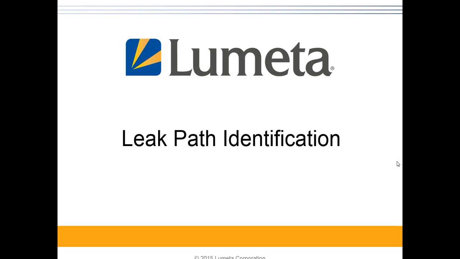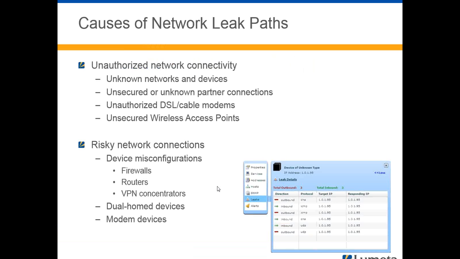Today in this short presentation video, I'd like to discuss leak path identification and how Lumeta can help organizations reveal unauthorized connections between your network and other networks or subnets. Leaks can allow traffic to bypass security provisions into and out of your network and create unsafe passageways, leaving you vulnerable to attacks by worms, viruses, and other hacker activities.